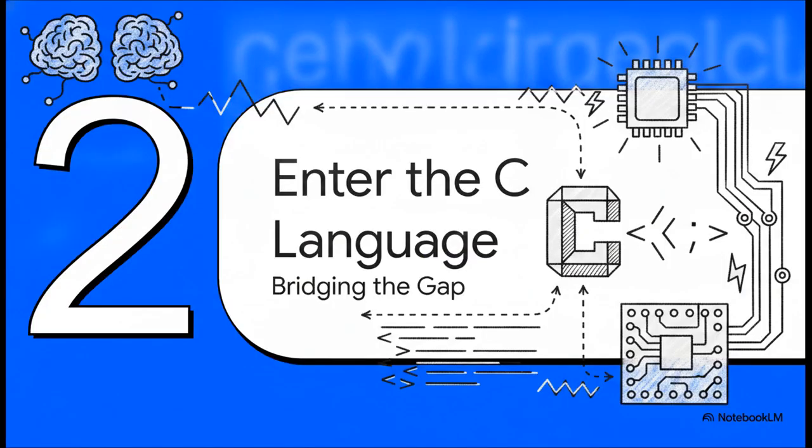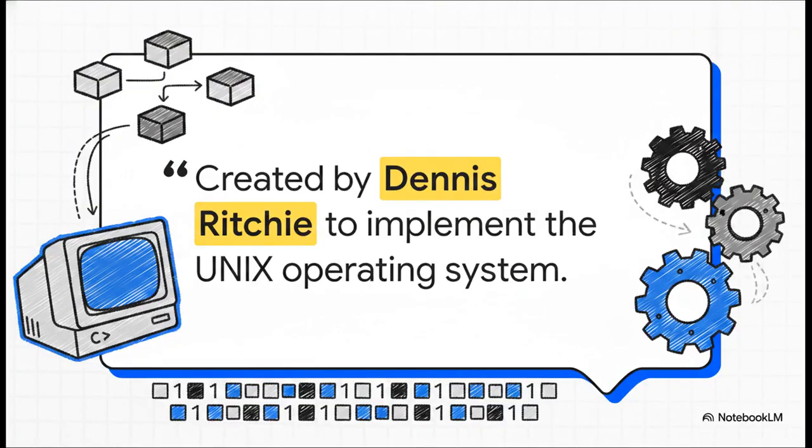Moving on to part 2. Enter the C language. Let's see how we bridge this gap. Since our hardware really only understands raw electricity, we need a reliable way to actually communicate our human logic down to it. And this brings us to an absolute titan of computer science, the C language.